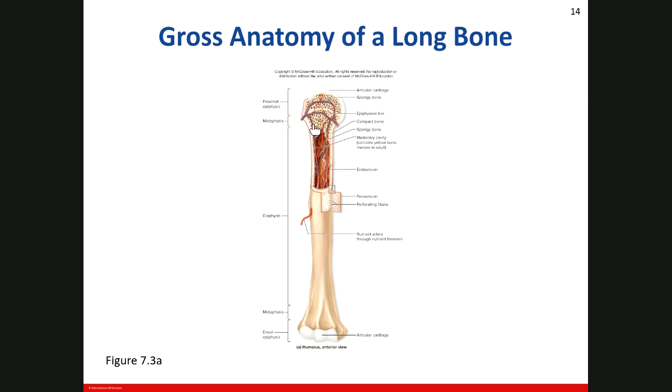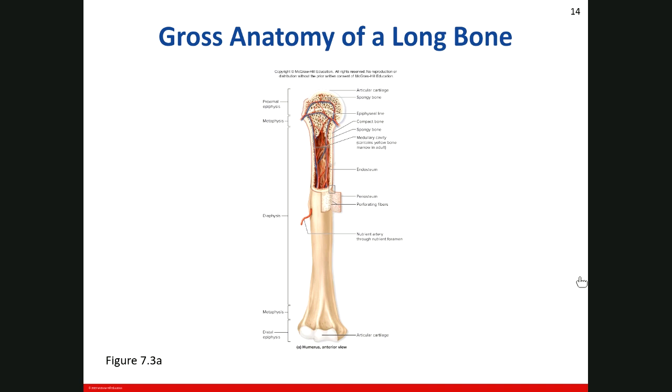Our bone has 2 ends. One of them is the proximal end, and one of them is the distal end. These 2 ends of the bone are called epiphyses. They are the knobby regions at the ends of bones. We have the proximal epiphysis, the end of the bone closest to the body trunk, and we have the distal epiphysis, which is the end farthest from the trunk.